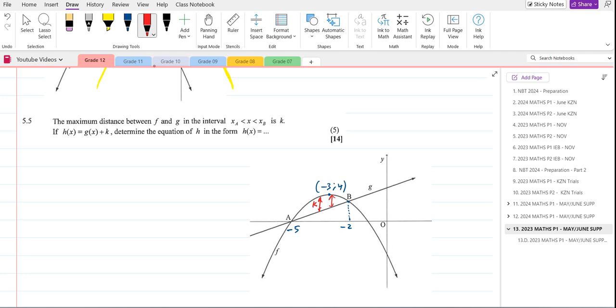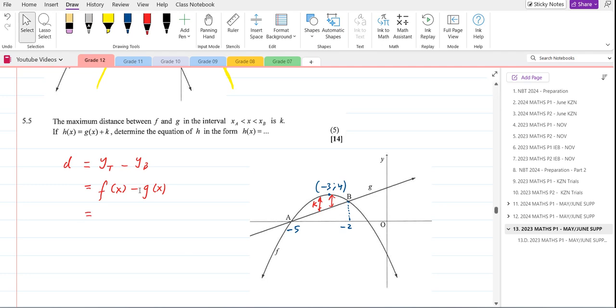And if h of x is equal to g of x plus k, determine the equation of h in the form. So first set up the distance formula. So we know distance is y top, the top graph minus the bottom graph. The top function is basically f of x, and the bottom function is g of x. I hope you guys are understanding.